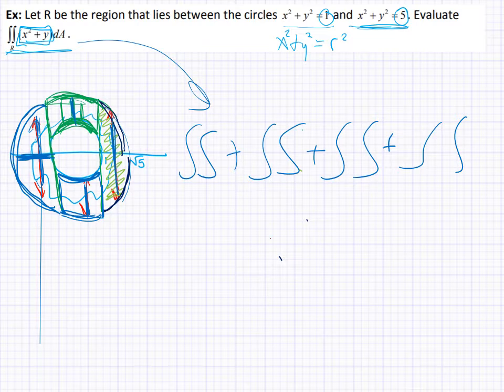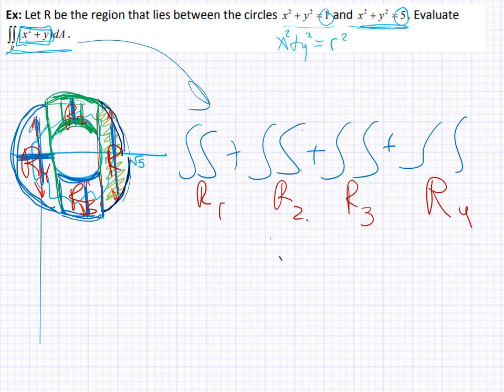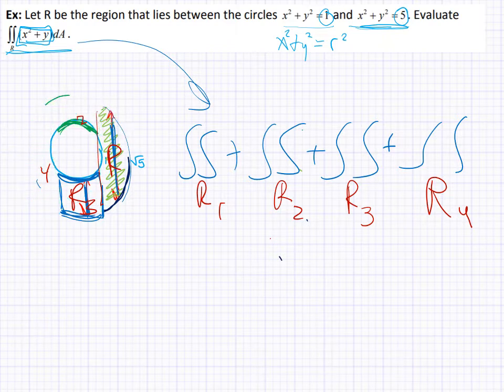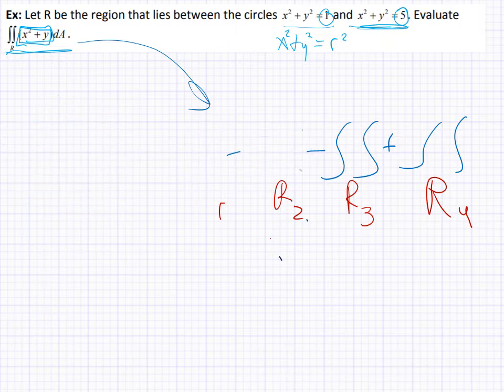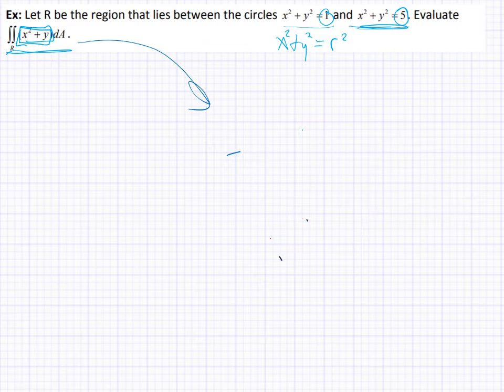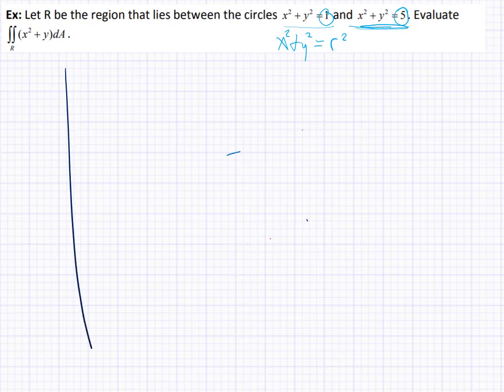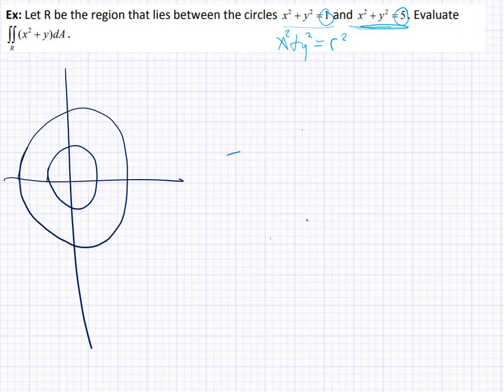where this would be region 1, and the integral would be integrated over that piece. This would be region 2, this would be region 3, this would be region 4, and I would have to do each one individually, then add all those pieces together. Not ideal, so let's get rid of that. If I did this in polar, is there a way that I can define this donut shape in polar in terms of r and theta?